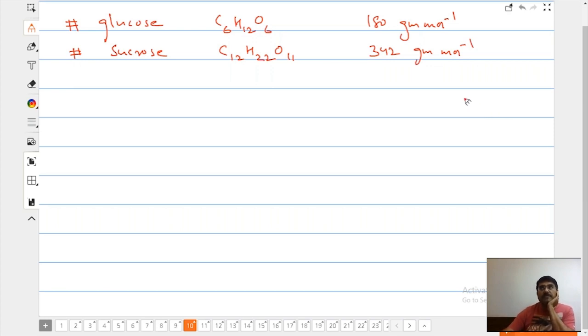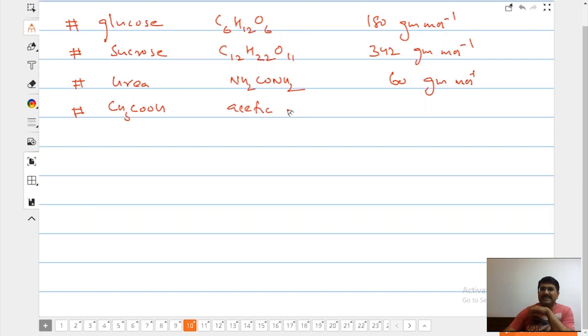These are molecules which are around you. Urea is NH2CONH2. That is 60 gram per mole. Sucrose is the sugar we eat, known as cane sugar. Glucose is known as grape sugar. Then acetic acid. Acetic acid is again 60 gram per mole. These molecules are required in this chapter.